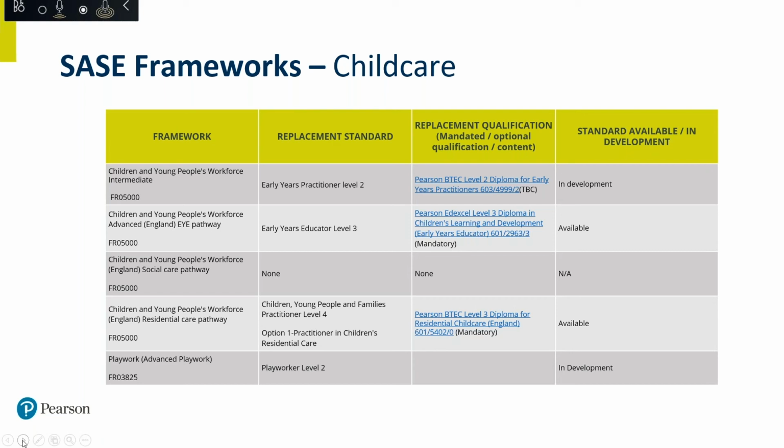There is a residential care standard available, but it's at a level 4. So it's children, young people and families practitioner level 4. It has 2 options. One is the practitioner in children's residential care, and the other one is the management option. For option 1, practitioner in children's residential care, that same level 3 qualification that was in the framework can be used, and it's mandated. The reason I haven't mentioned option 2 is because it includes a higher education qualification, which currently we don't offer because it can only be offered by higher education institutions.